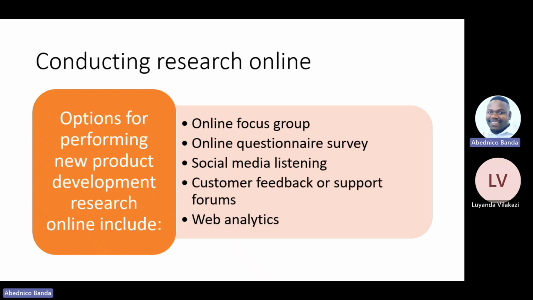How do we then conduct research online? There are so many options for performing new product development research, and they include online focus groups, online questionnaire surveys, social media listening. So there's actually someone who's employed to snoop on social media comments. And imagine if there are 1,000 comments on a certain post about a brand, you need to go through all those comments. Customer feedback or support forums and web analytics.